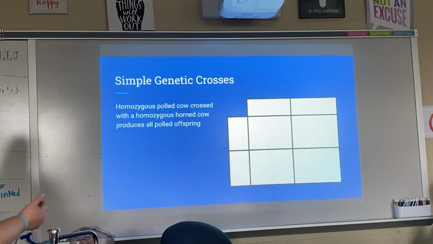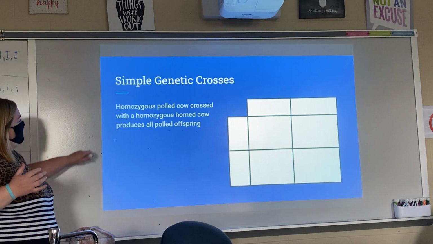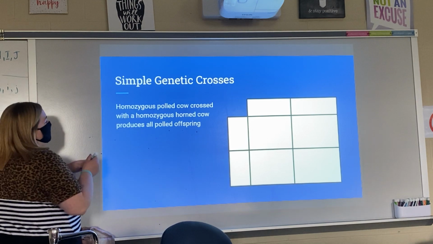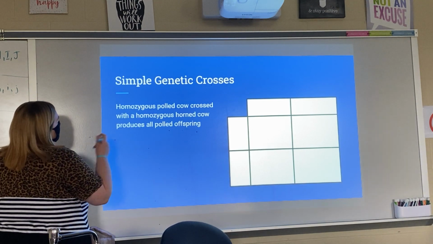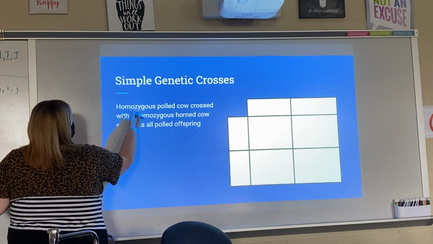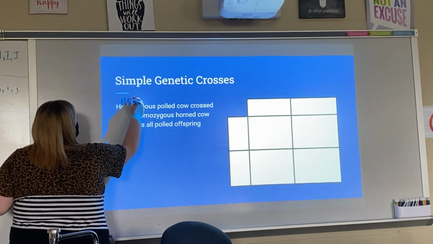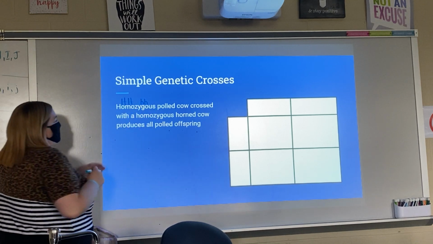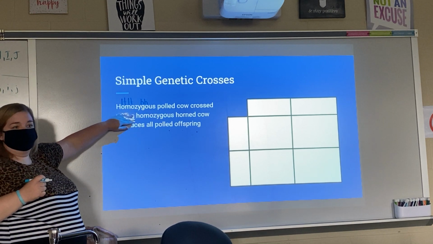Just our quick, simple one. We've got a homozygous polled cow. So what does homo mean again? Same. So we can pick whatever letter we want. Let's use H. So he can be big H, big H, or little h, little h. Does everybody understand where we got that?